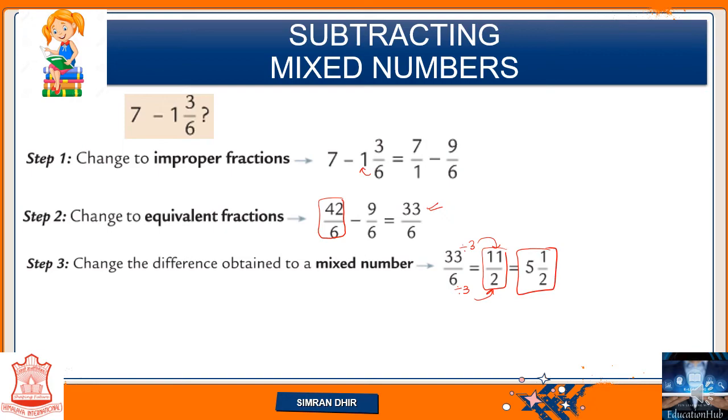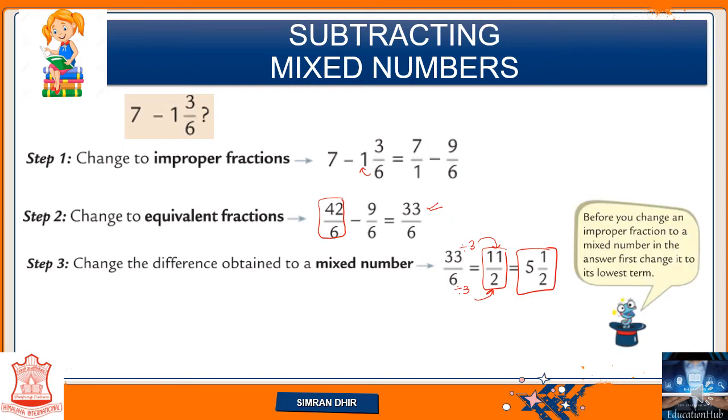I hope this is clear to you. Let's see one more thing. Before you change an improper fraction to the mixed fraction, first change it into the lowest term. This is important. So our answer for 7 minus 1 3 by 6 will be 5 1 by 2.